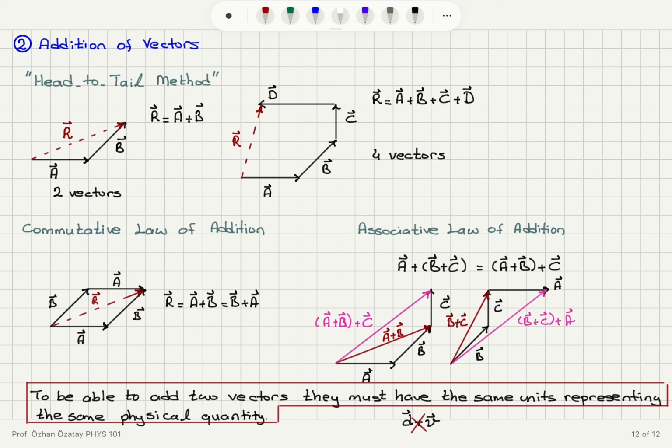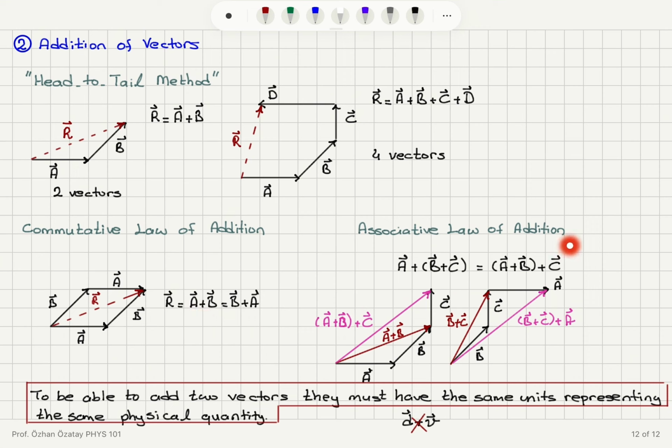You can see this with the head-to-tail method. If I draw vector A first and then vector B, here's the resultant vector. If I draw vector B first, then vector A, here's the resultant vector. It's the same thing, so we have A plus B is B plus A.